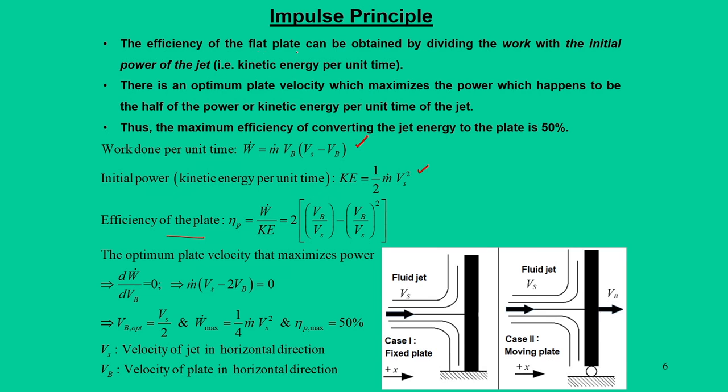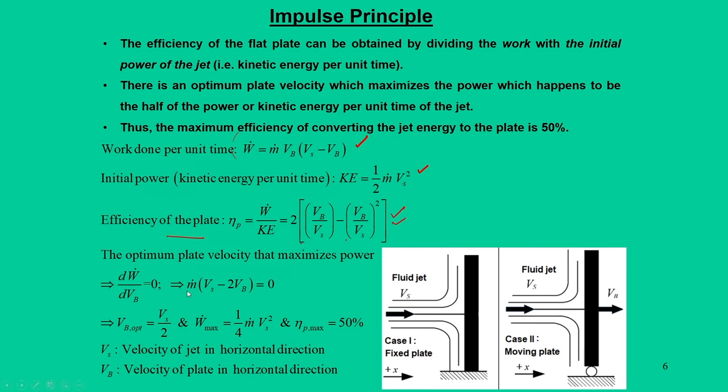This efficiency of the plate can be defined by the ratio of work with respect to initial power. By taking this ratio, W dot by kinetic energy, we can arrive at this expression. But under what conditions will this work done per unit time be maximum? Now, we will try to find out.